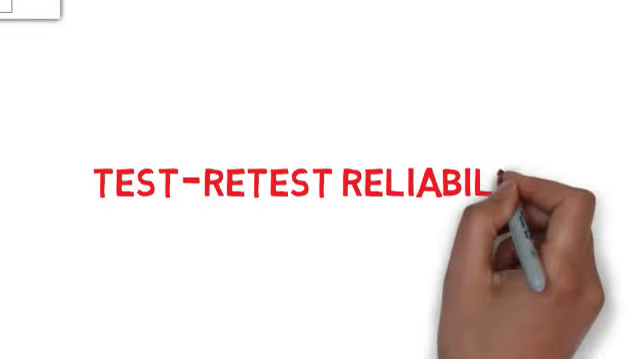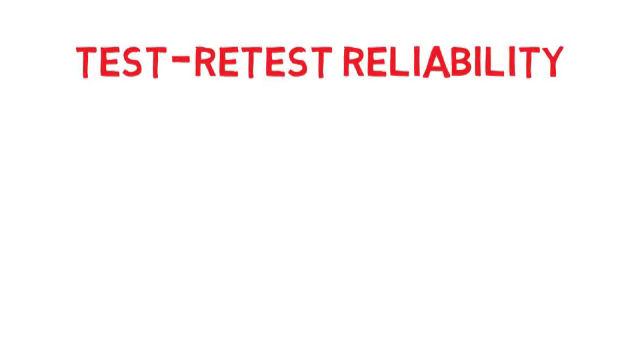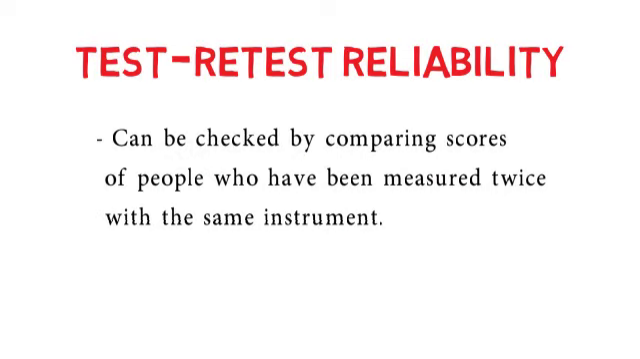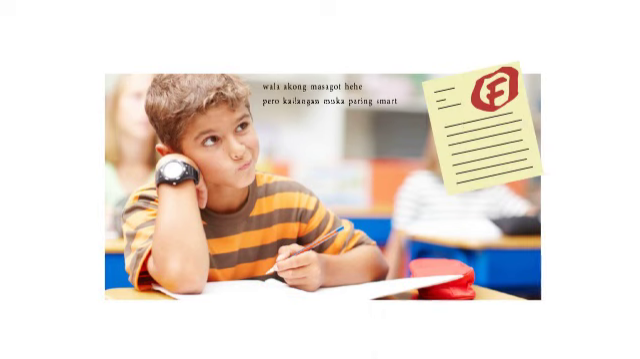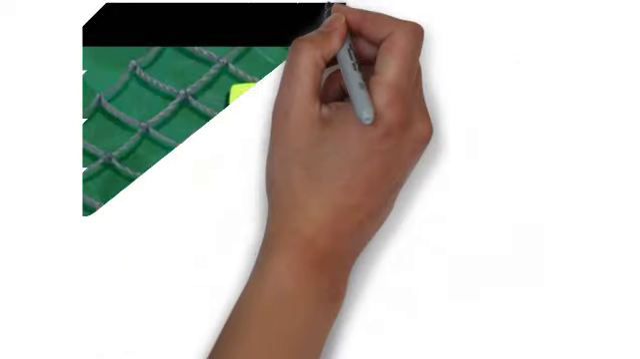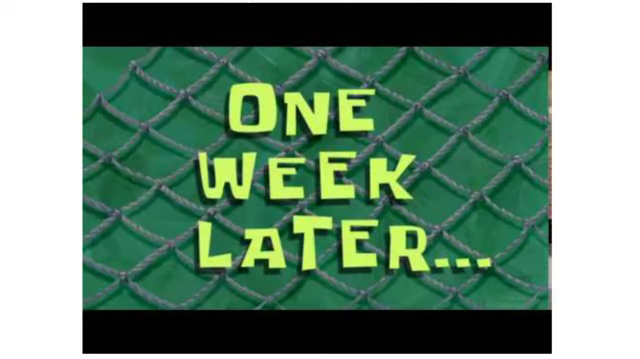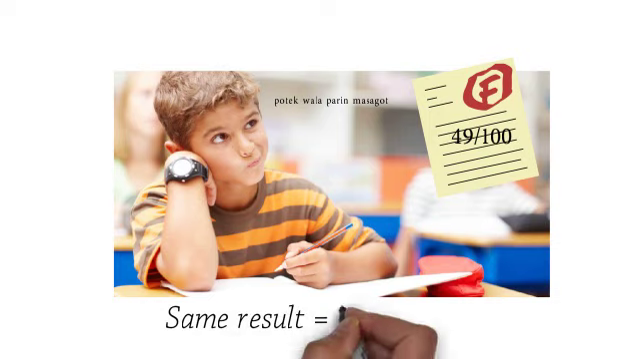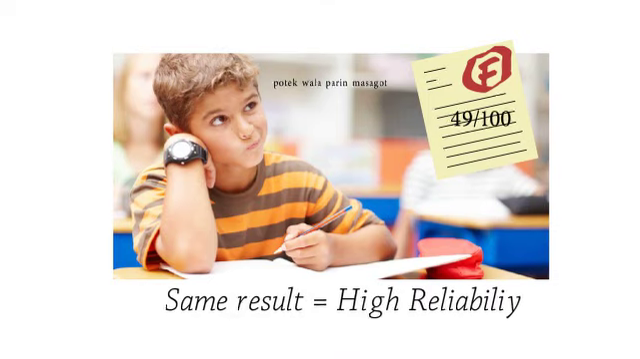Next, we have test-retest reliability. This can be checked by comparing scores of people who have been measured twice with the same instrument. So, yung mga participants mo, ipagtatest mo sila ng 2 beses. Pero yung pangalawang beses, dapat ay may time interval. Like 1 week after. And then, ibibigay mo ulit yung test na yon. And kapag nakakuha sila ng same result tulad ng dati, it means mataas ang reliability ng test mo.